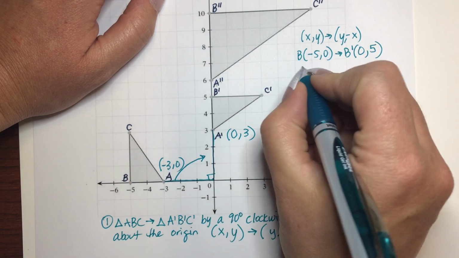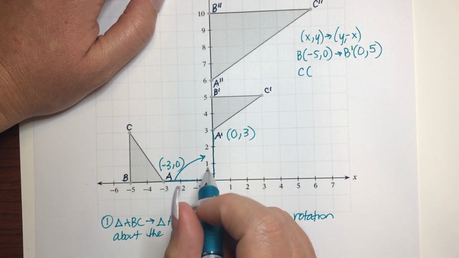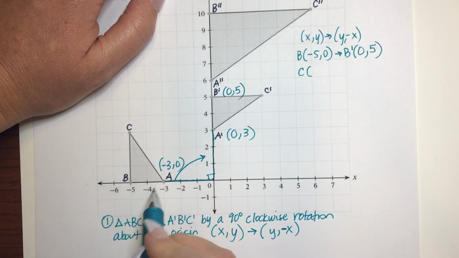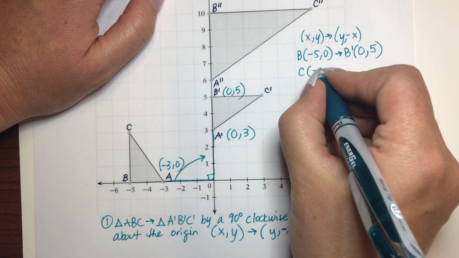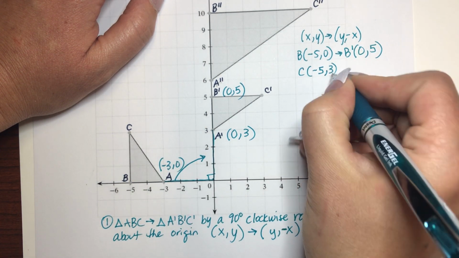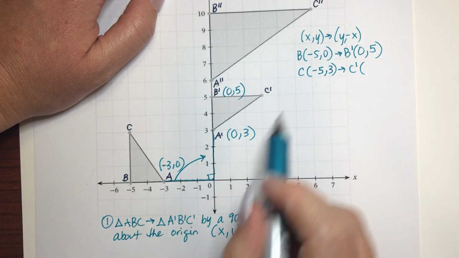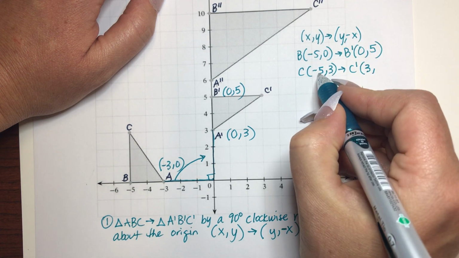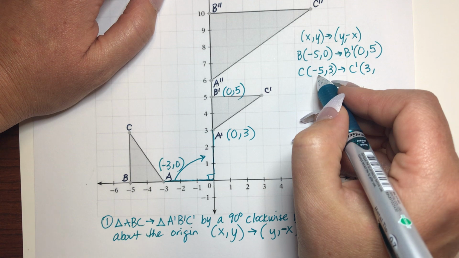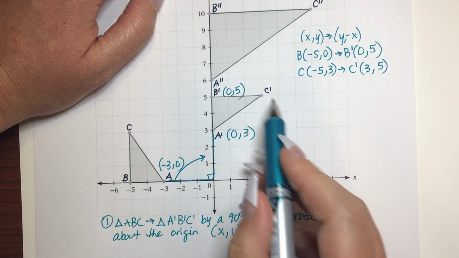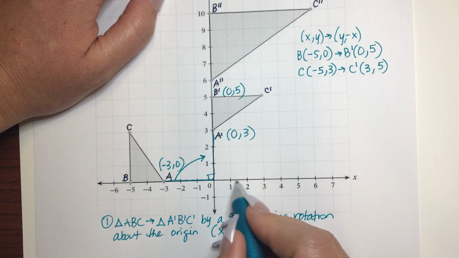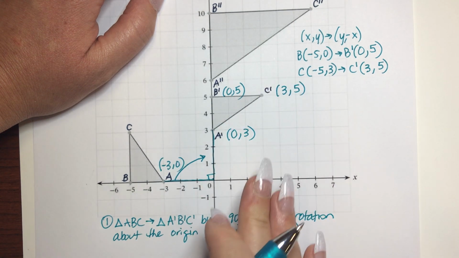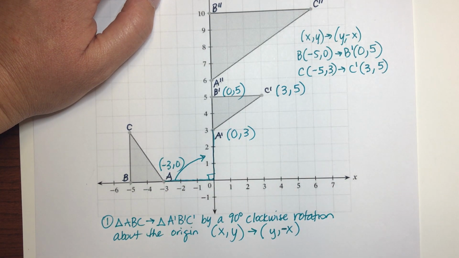Now I'm going to try C. And C is, I'll just go ahead and write what this is. Okay, C is (negative 5, 3). And that's going to go to C prime, where the y is the same. So the y is first now, 3, but the x becomes negative. This is a negative, so negative times a negative is a positive, so it should be positive 5. So is C prime (3, 5)? 1, 2, 3, and up 5, it is. Okay, so that means that it is indeed a 90-degree clockwise rotation about the origin.